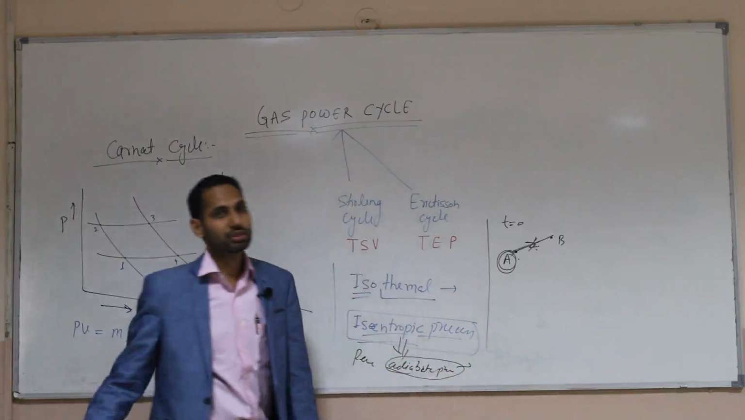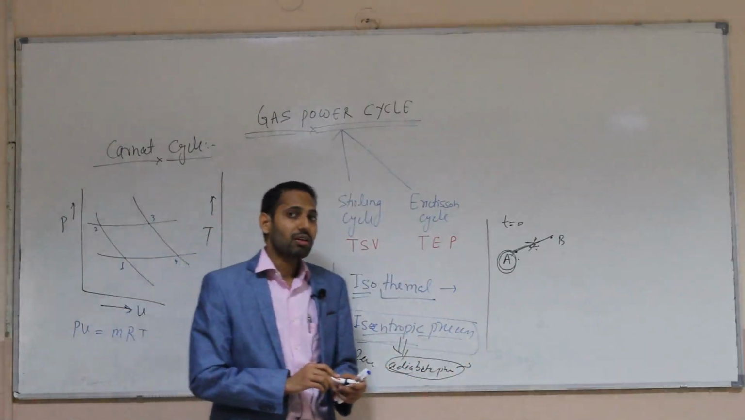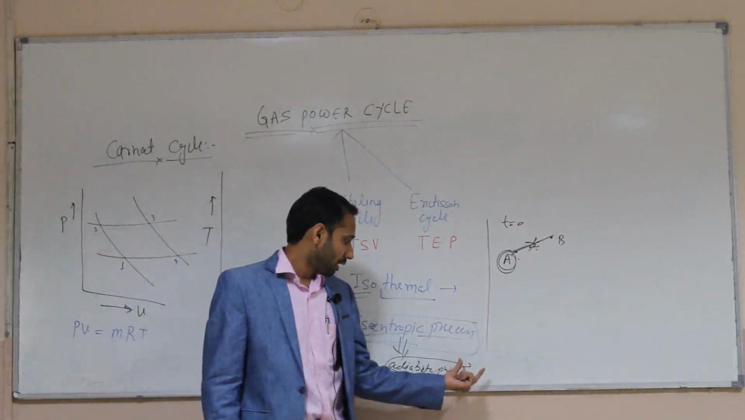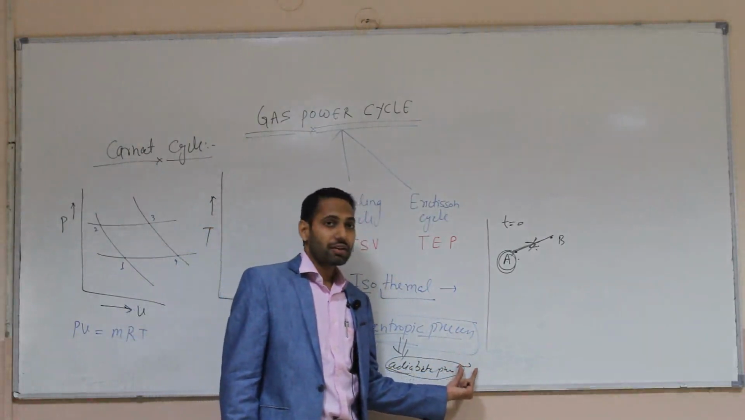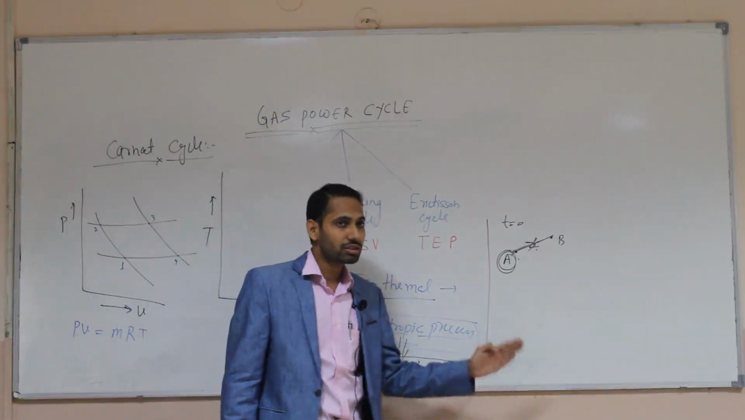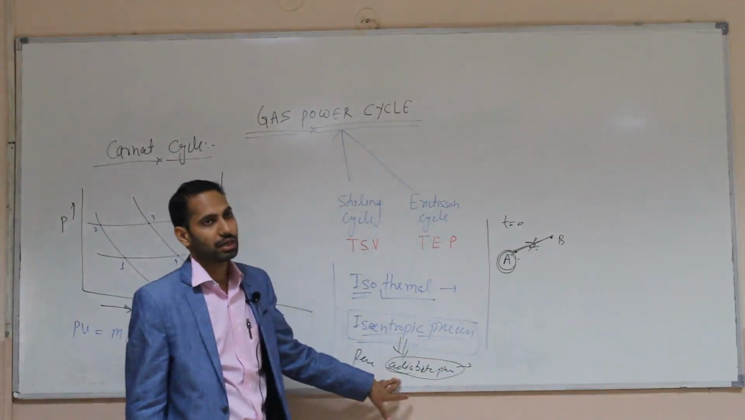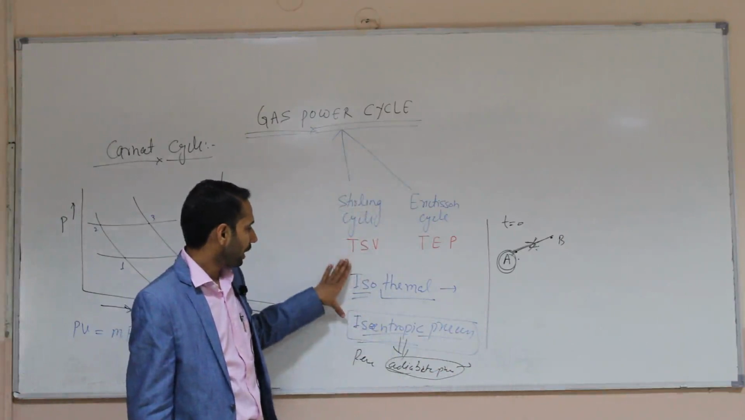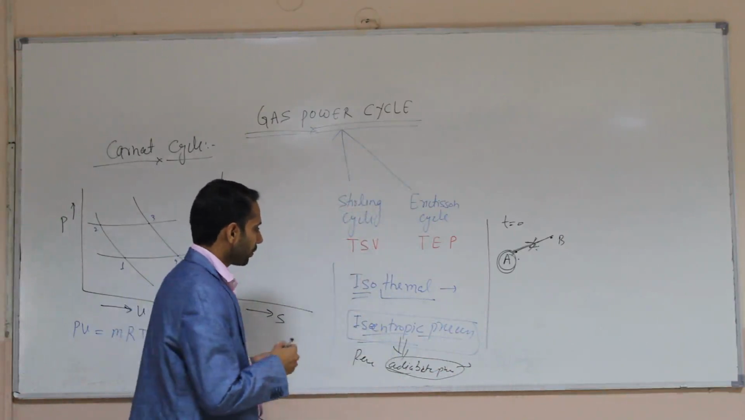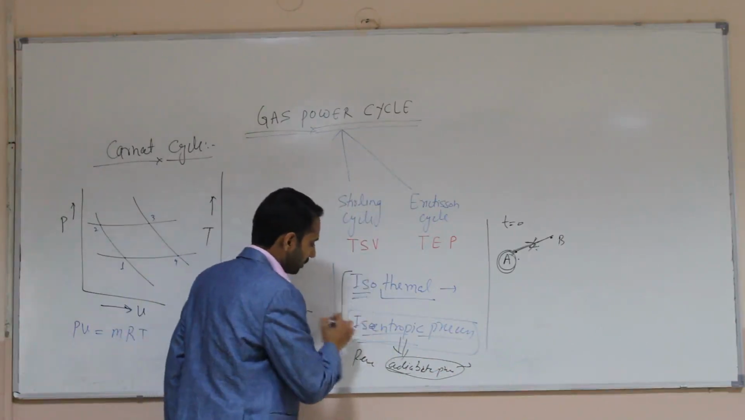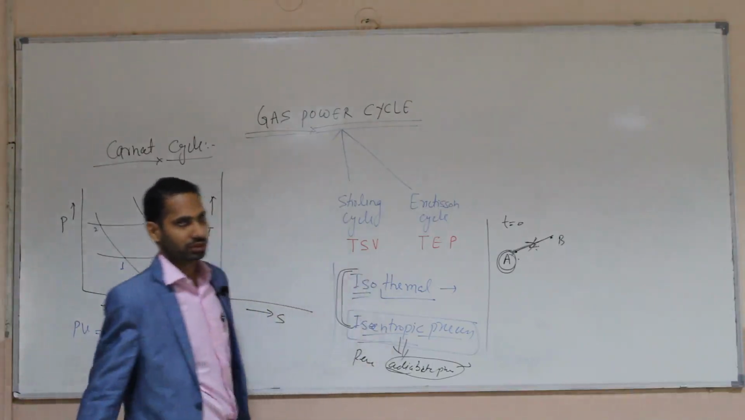What is an adiabatic process? When energy cannot be added to the system or leave the system, then this process is known as an adiabatic process. So in the Carnot cycle there are two processes: two isothermal processes and two isentropic processes.